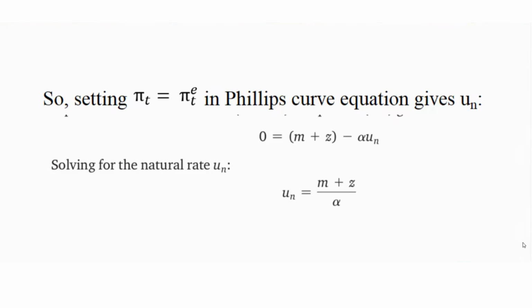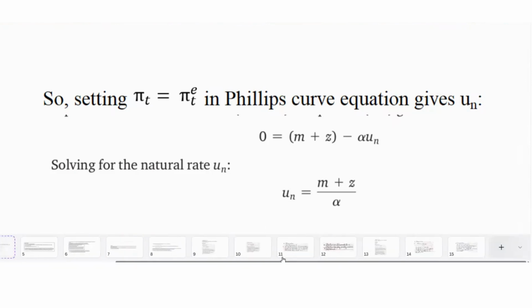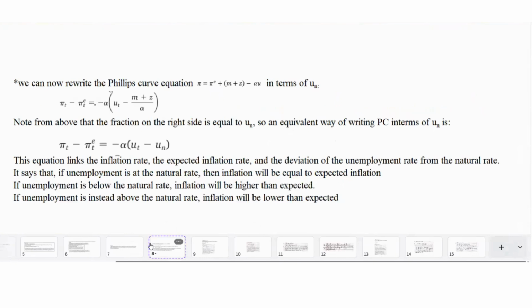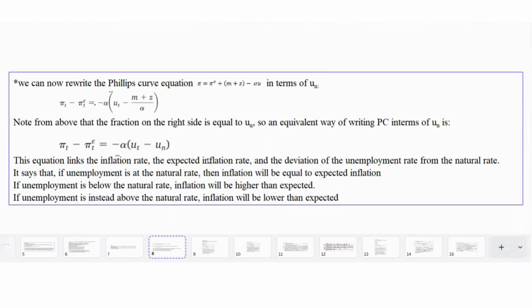We looked at the Phillips curve and the natural rate of unemployment, where we talked about how we can find the natural rate of unemployment through the Phillips curve equation by setting pi t equal to pi t expected. This we looked at before, why we can find the natural rate of unemployment in this way. Now, we're going to rewrite the Phillips curve equation that we found, pi t = pi t expected + (m + z) - alpha ut, in terms of un.